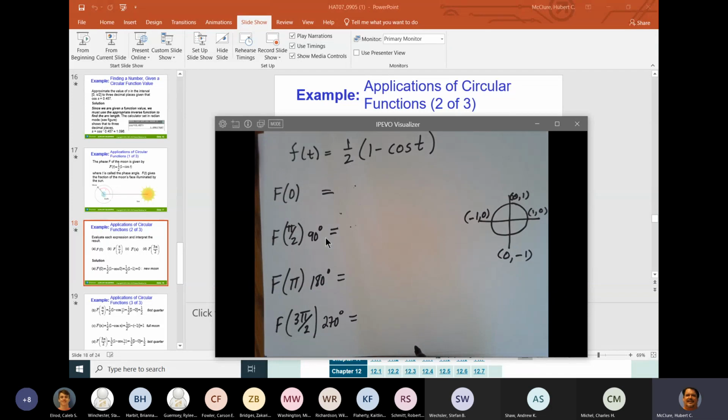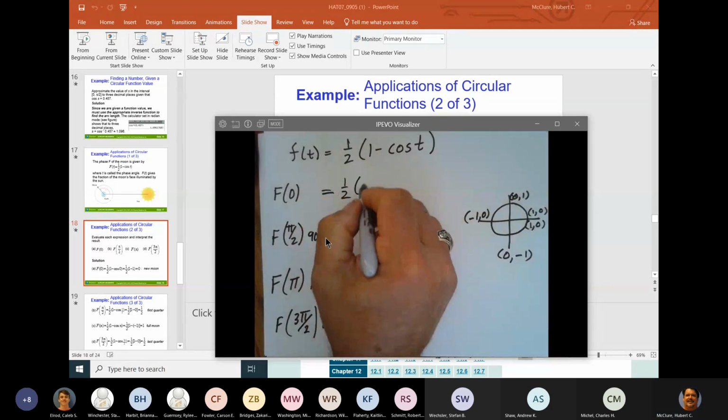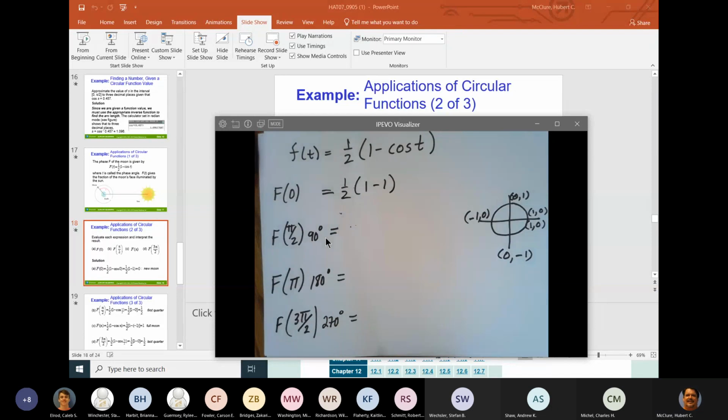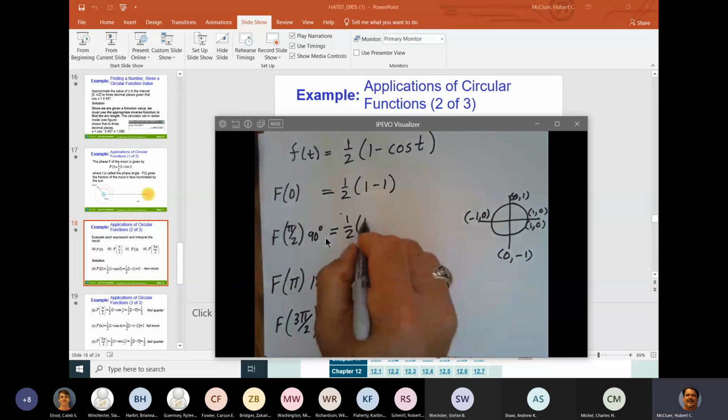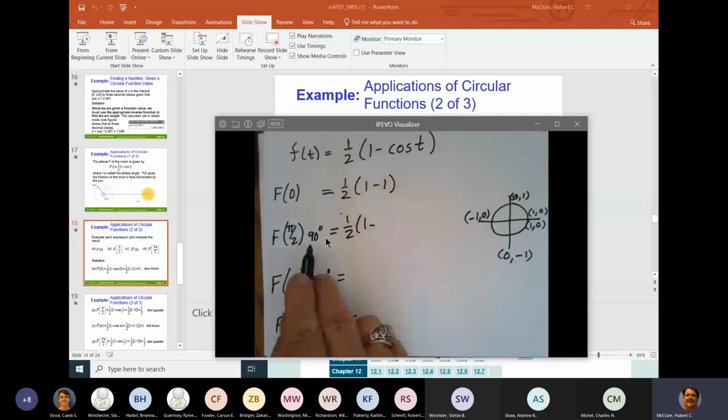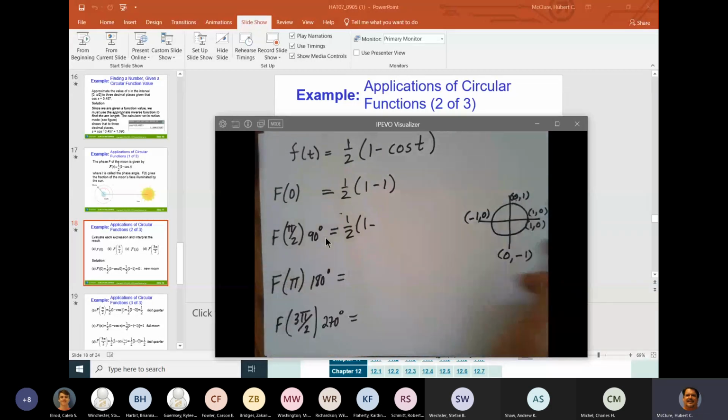All right? So if I want the cosine of pi over 2, then the cosine of pi over 2 is 0. Well, what about 0 here? Well, it's 1. No matter if you're at 360 or 0. So that's going to be 1. So it's going to be 1/2 times 1 minus 1. It's going to be 1/2 times 1 minus, what's the cosine of 90? 0.